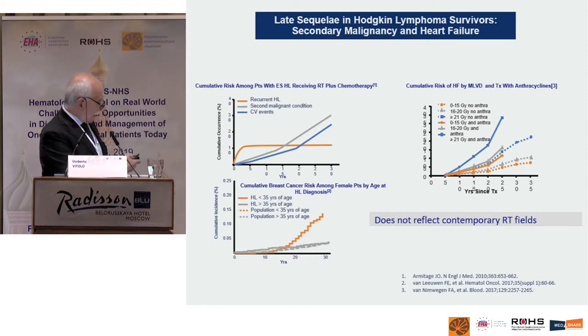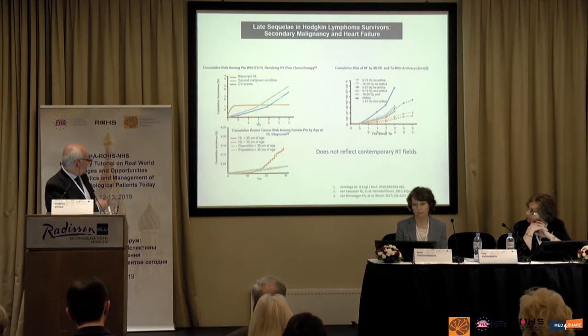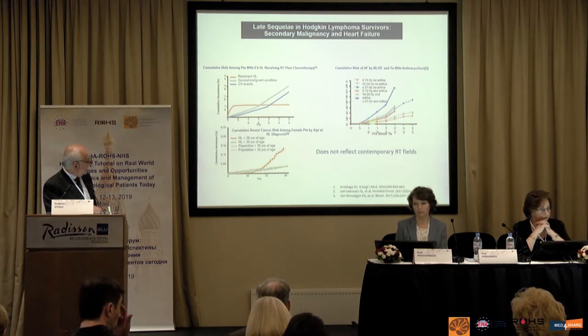You can see that death from lymphoma achieved a plateau for Hodgkin lymphoma. However, there is a cumulative, increasing risk of secondary malignancy or cardiovascular events in Hodgkin lymphoma survivors, and the risk, for instance, of congestive heart failure is correlated to what the patient received in the past.